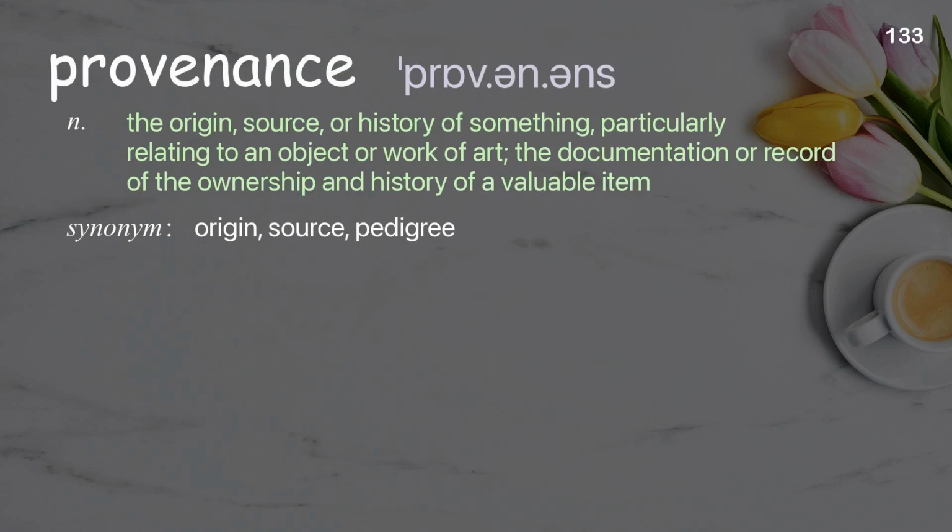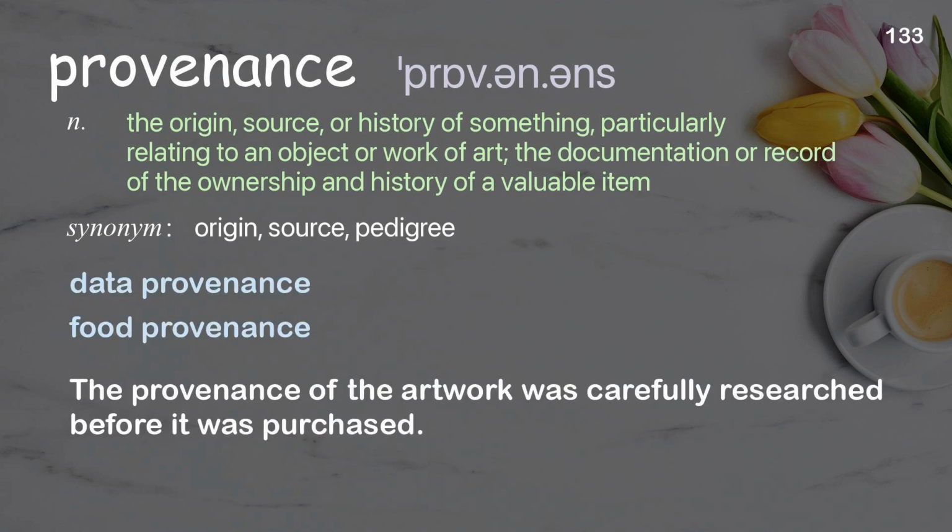Provenance. The origin, source, or history of something, particularly relating to an object or work of art; the documentation or record of the ownership and history of a valuable item. Examples: Data provenance. Food provenance. The provenance of the artwork was carefully researched before it was purchased.